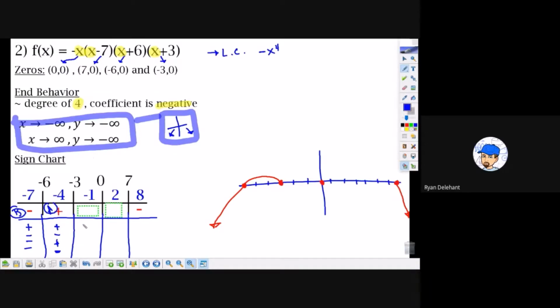So -1, that's going to give us a positive, a negative, positive, and a positive. So overall, since we have one negative sign, that's negative, and this thing is below.